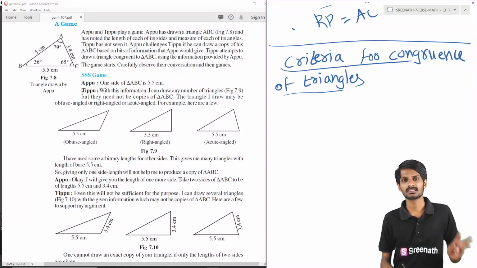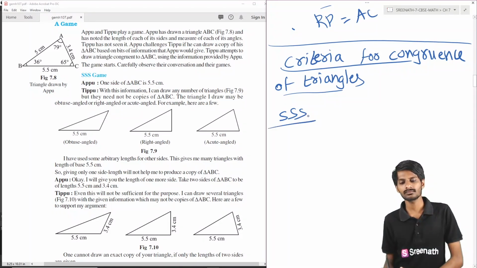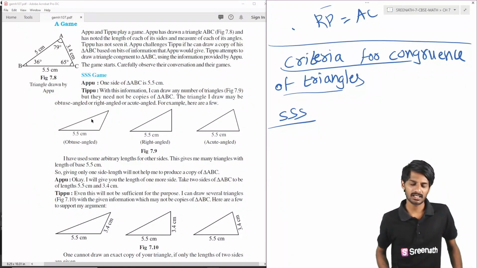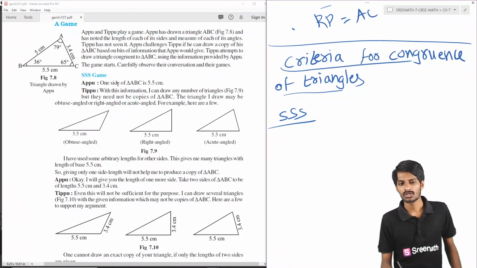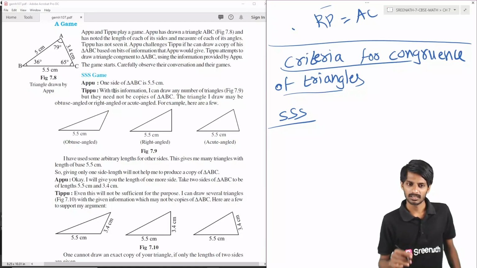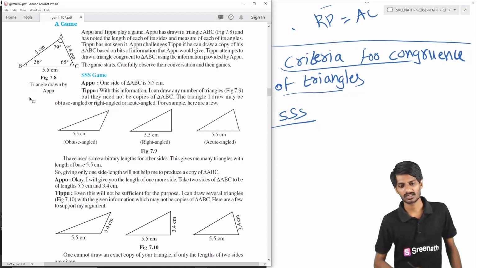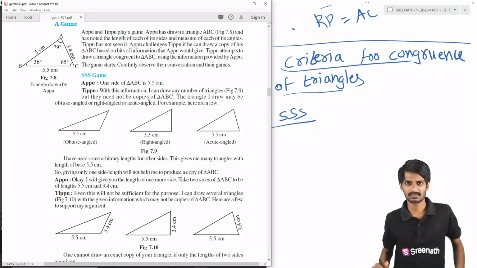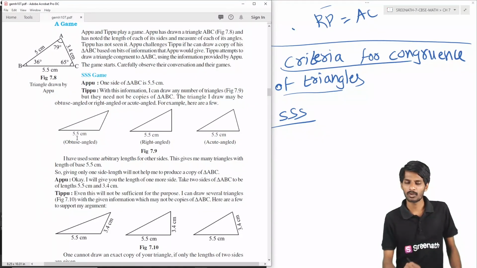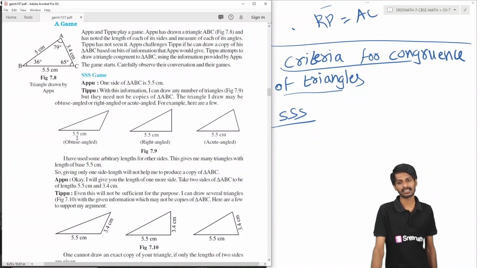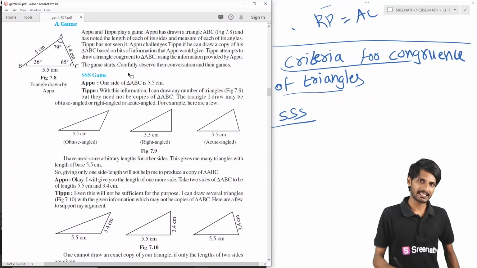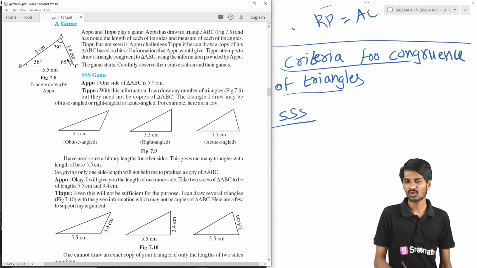First is the triple S game. That is the triple S criteria. Appu says, one side of triangle ABC is 5.5 centimeters. Is the clue that Appu has given true or not? Yes, true, because the side BC is 5.5 centimeters. With this information, Tippu can draw many triangles with one side 5.5 centimeters: an acute angle triangle, a right angle triangle, an obtuse angle triangle, like that. So the information given by Appu is not sufficient to draw the exact identical, congruent triangle to triangle ABC.